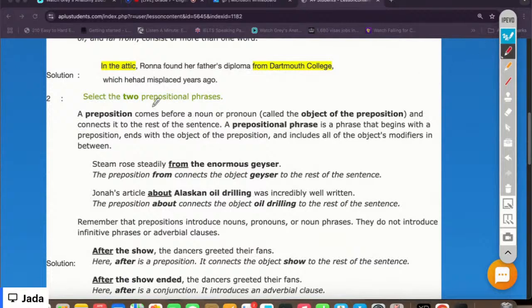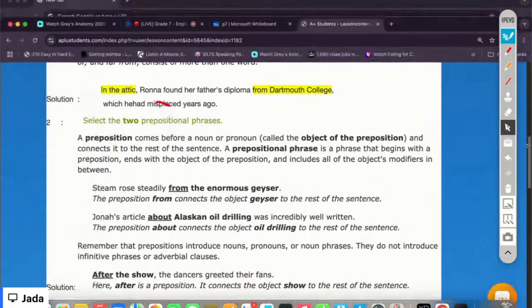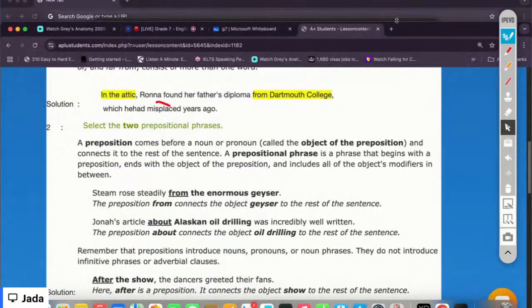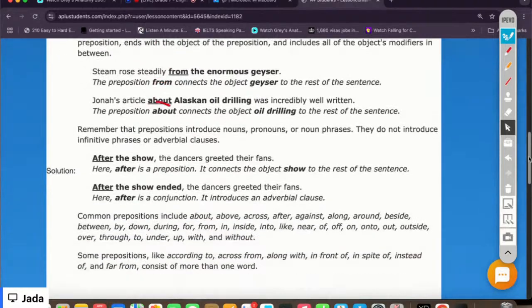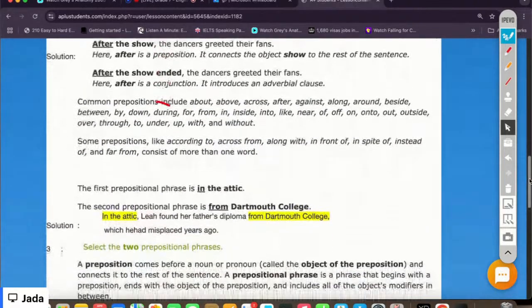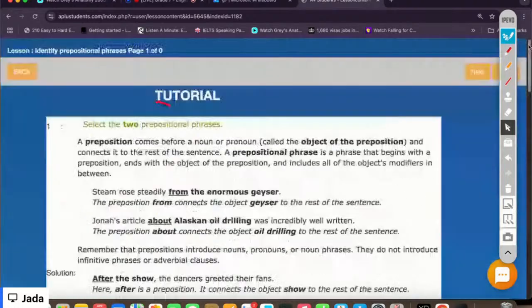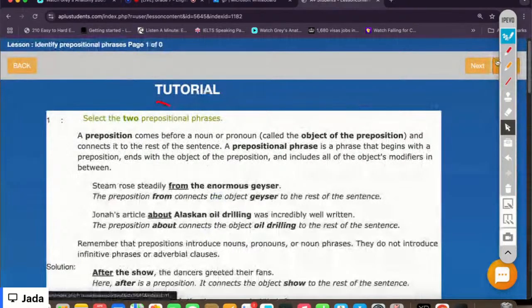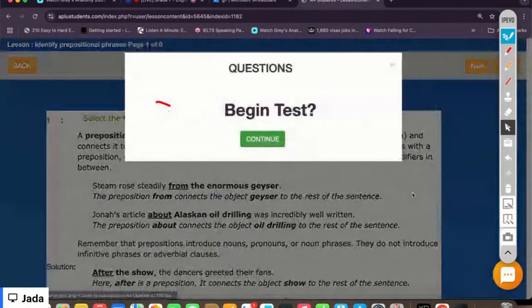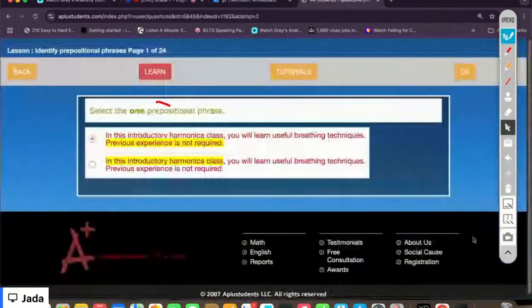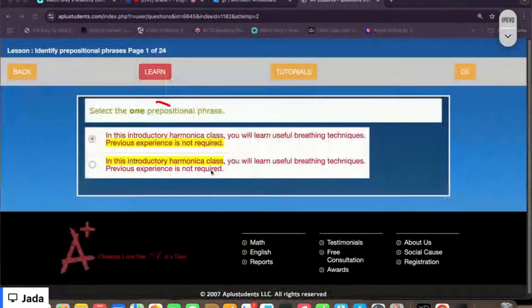So basically, it's just saying to select two prepositional phrases that are in the sentence. So look at that. Here we have in the Arctic, and then from Dartmouth College, which he had misplaced years ago. So let's move on to the test, and then we can easily identify the prepositional phrases. Basically what we have to do in this lesson is select the prepositional phrases here.